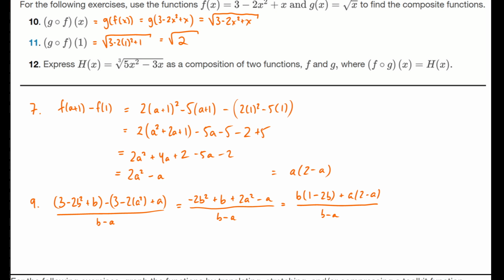Now in 12, we need to express this as a composite function where f and g together give us this function. So this is going to be the same as f of g of x. I want to do something very similar to what we saw before. I want to be able to put 5x squared minus 3x into a function, and I want it to give us our output. So to do this, we're going to pick f of x is equal to the cubed root of x. So that way when we put our g of x in there, we're going to get our big cubic root, which means that our function g of x is going to be 5x squared minus 3x. So those are questions 1 through 12. Let's keep going.